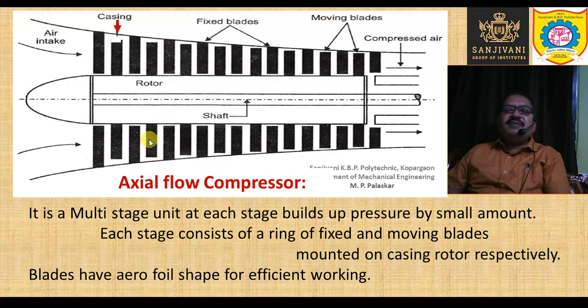So the fixed ring will direct the air from the left to right, or from the inlet to the exit, or to the next row of the blades, and the moving blades will actually impart the energy to the air, so that the kinetic energy of the air increases, and up to some extent the pressure of the air also increases. At the end we are having diffuser rings. So this diffuser ring will not increase the kinetic energy, but it will convert the kinetic energy into pressure energy.